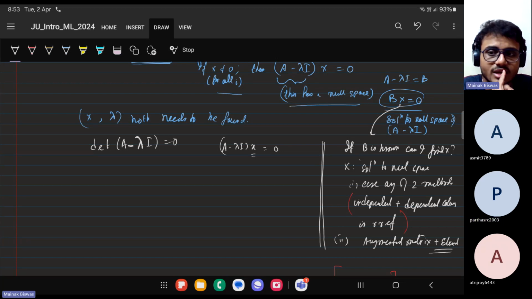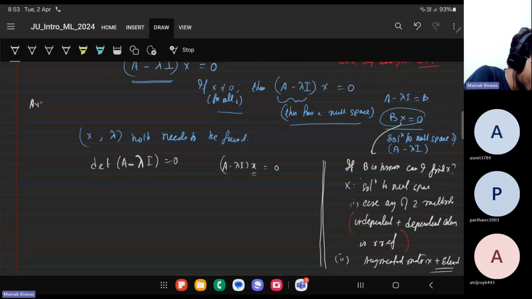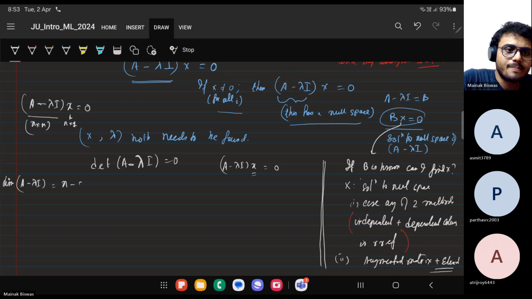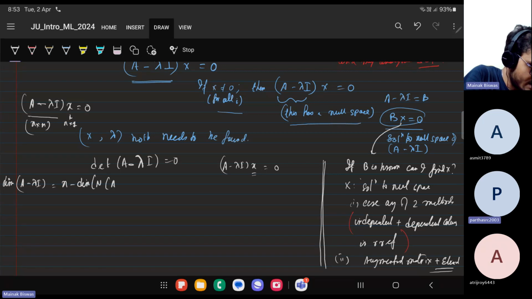This is what I was saying all this while, the determinant must be 0. Why should the determinant be 0? I am saying A minus lambda I into x is 0. This is an n cross n matrix, and its rank is less than n, that is why. A minus lambda I has the dimension of the null space, which is n minus the rank.